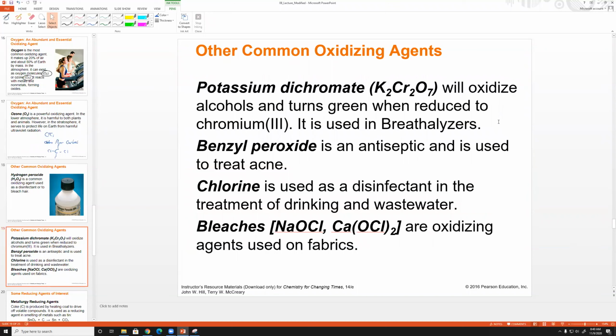Hopefully none of you will have to be breathalyzed ever. You all follow the law, but that's a thing. Benzoyl peroxide, that's antiseptics.